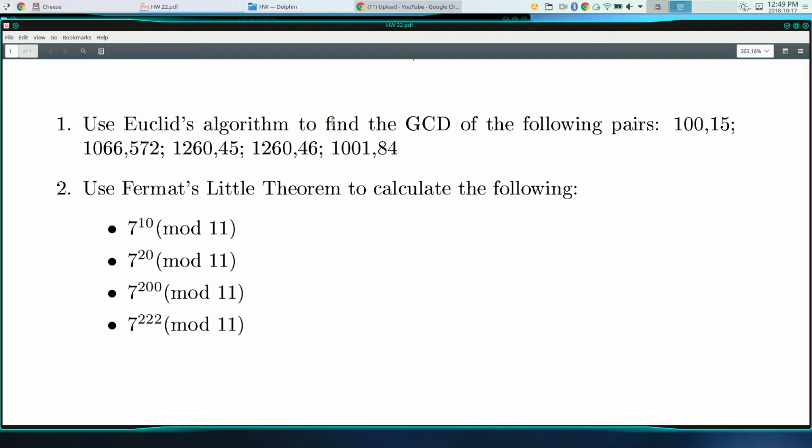Next one is 1260. Once you get to 0, you basically get the previous number. Alright, everybody got the first one, good.